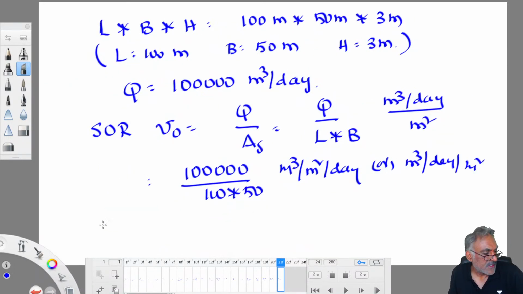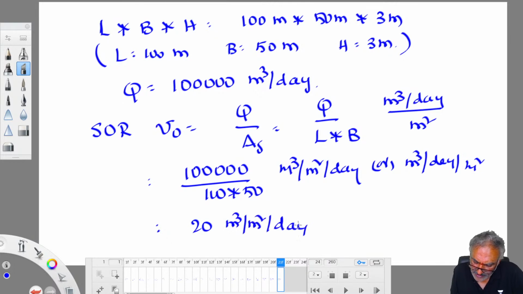Okay? So how much is it? It's coming around 20, because these 2 zeros cancel. So 2000 meter cube per meter square per day. That was the answer for the first question. So simple and so easy. Clear now?